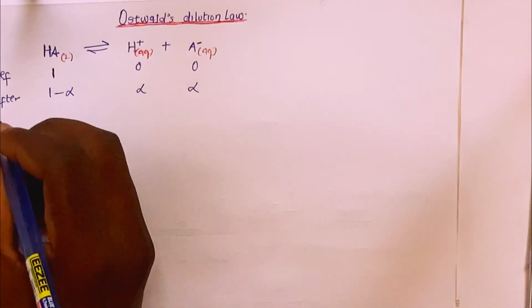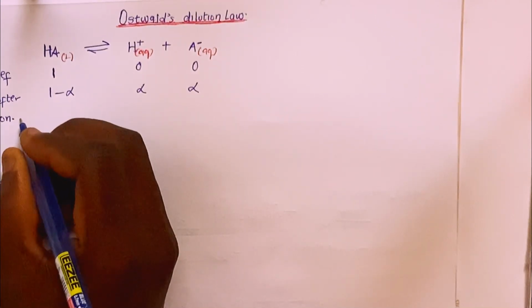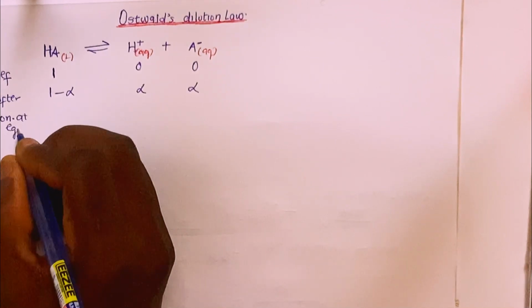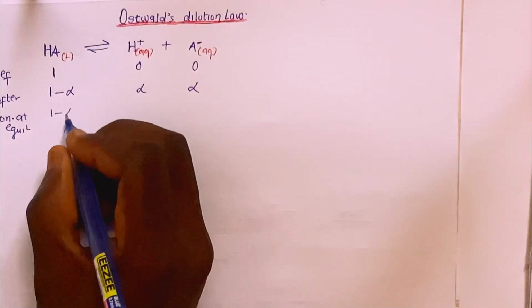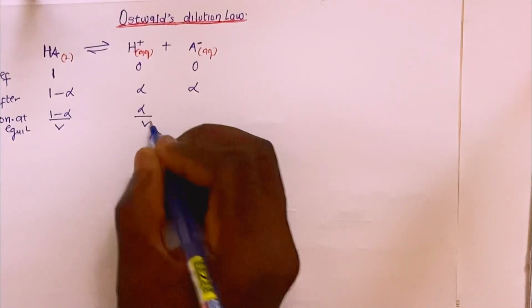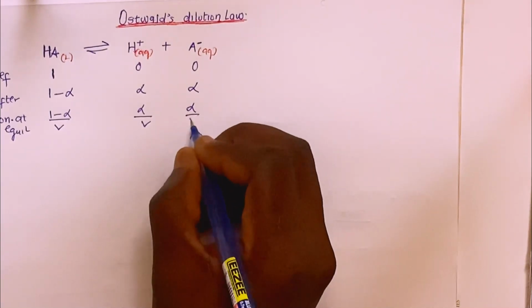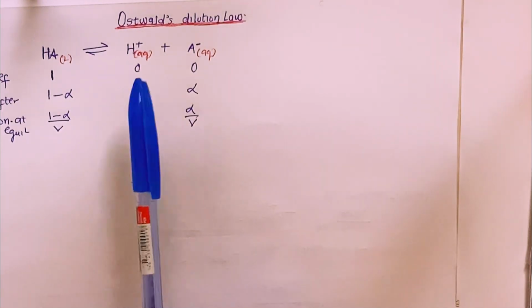So for the concentration of HA at equilibrium, I'll be dividing by the volume. So I'm going to have 1 minus alpha divided by the volume, then alpha divided by volume for the hydrogen ion, and alpha divided by volume for the base. So this is what Ostwald did. He applied the law of mass action to the equilibrium dissociation of the weak electrolyte.